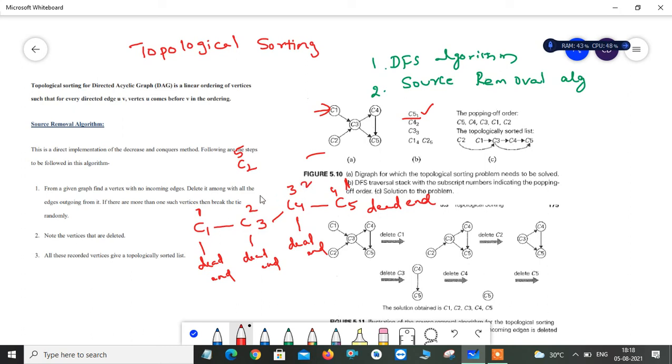And then you can remove C3, this is your third dead end. And then you can remove C1, this is your fourth dead end. And then this is your last dead end, that is C2. So now the order is given like this. You can remove C5 first, and then C4, and then C3, and then C1, and then C2. So this is a topological ordering.